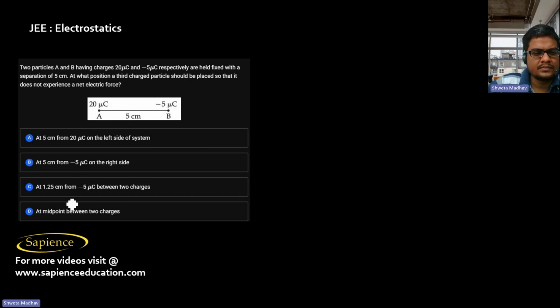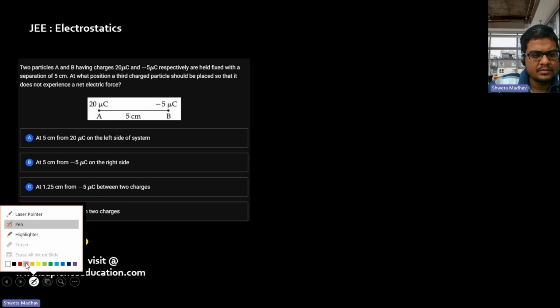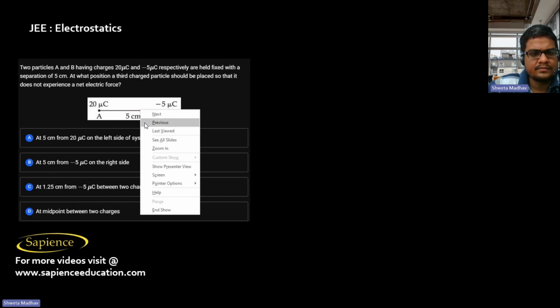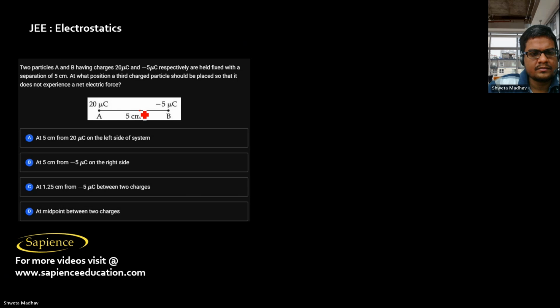So a third charged particle we should keep somewhere here. If we keep it here, then it will experience a net force. So we have to keep it somewhere here. Since if we keep it here, then this will attract and this will repel. Then the net force can come 0 here. So at what position should a third charge be placed so that it does not experience a net force?